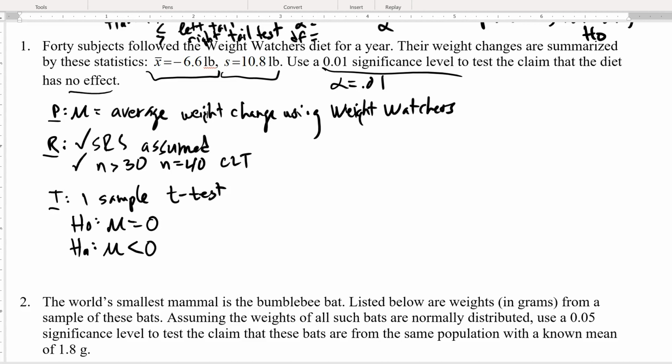So the wording no effect, if you put not equal to, I'd give it to you because technically we're proving that there is a change. It doesn't say greater than or less than. But I would argue that for a diet to be effective, you would want to lose weight. Okay? Not a big issue here. I think we're ready to run the test.